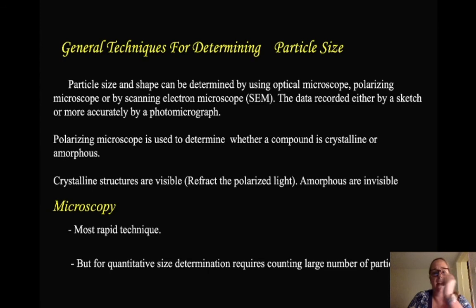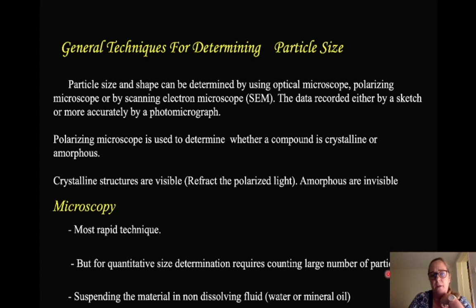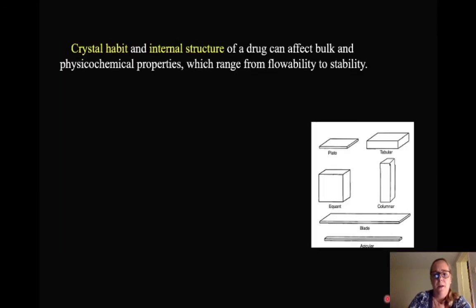Whilst the scanning electron microscope requires a lot of expertise, it's expensive, and you have to prepare your sample, and also you have to spray it with a metal like gold. So it's quite an expensive technique. But for quantitative size determination, it requires counting a large number of particles, so it's not always the best method. Even suspending the particles in a non-dissolving fluid, so water or mineral oil, we can then use other methods to count, which we'll explore after.